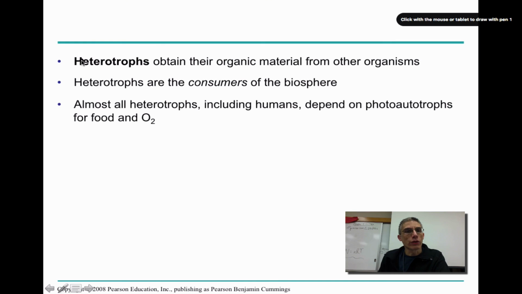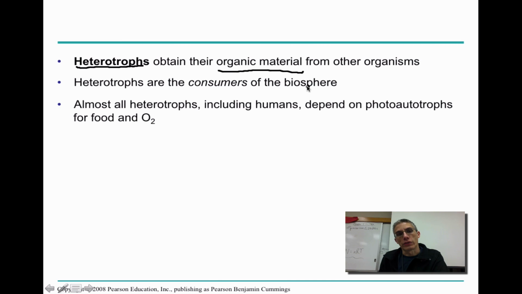Now, the second group is going to be called the heterotrophs. And remember, the heterotrophs are those that obtain their organic material from other organisms, basically meaning that they must consume other organisms in the biosphere to get the nutrients that they need to survive.